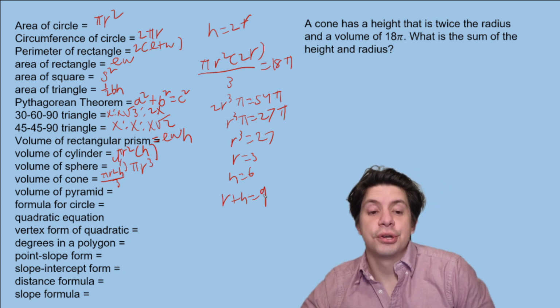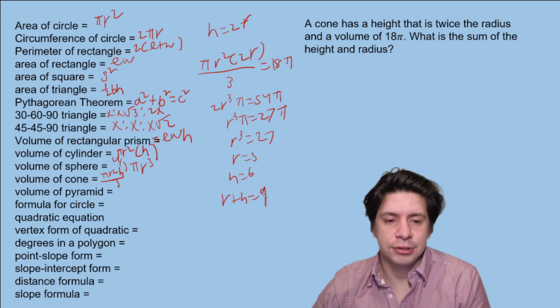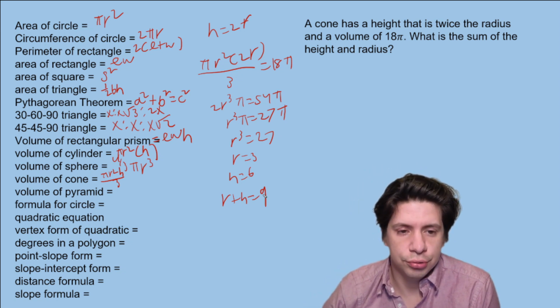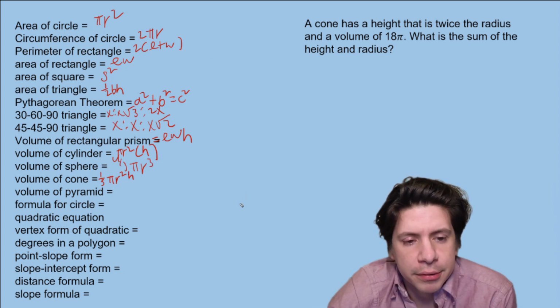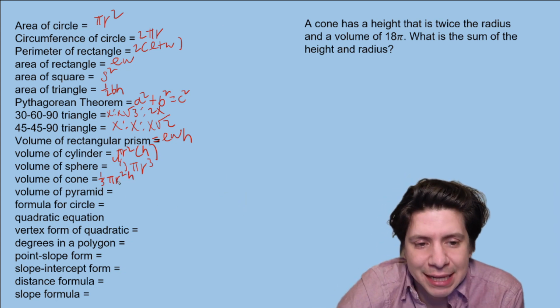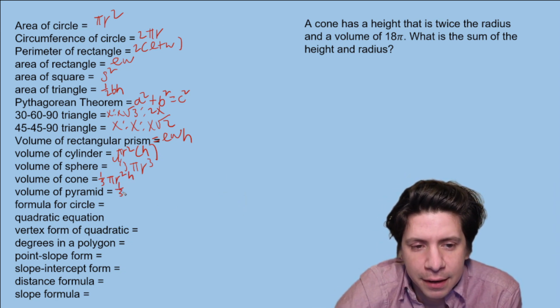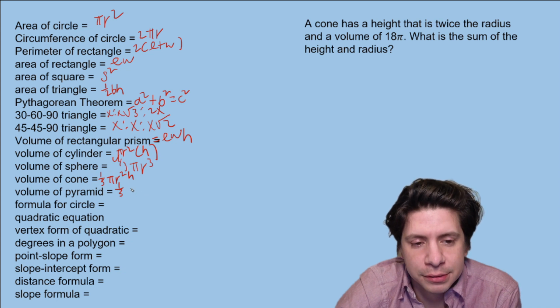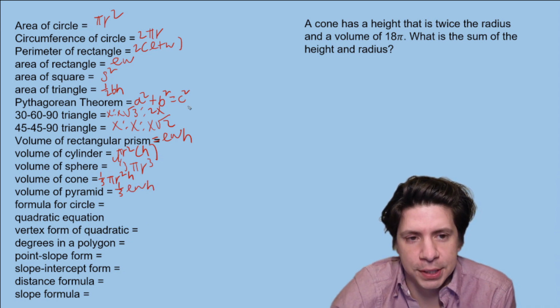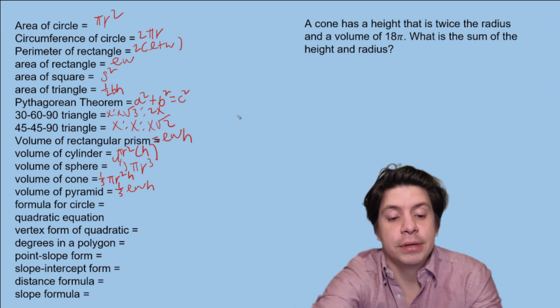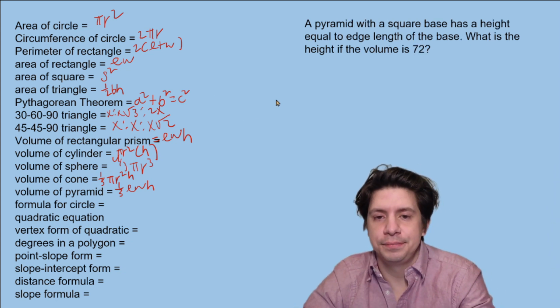Okay? So you need to know this equation, right? Pi r squared h over 3. Now we have the volume of a pyramid. It's the same thing except there's no pi, and instead of r it's going to be 1/3 L W H. So for that one, we have this equation here.